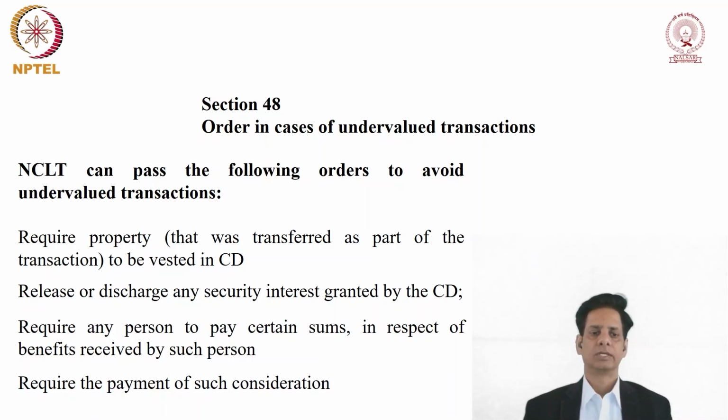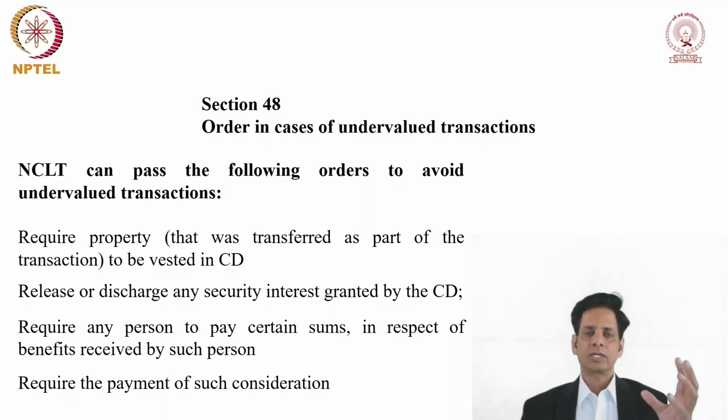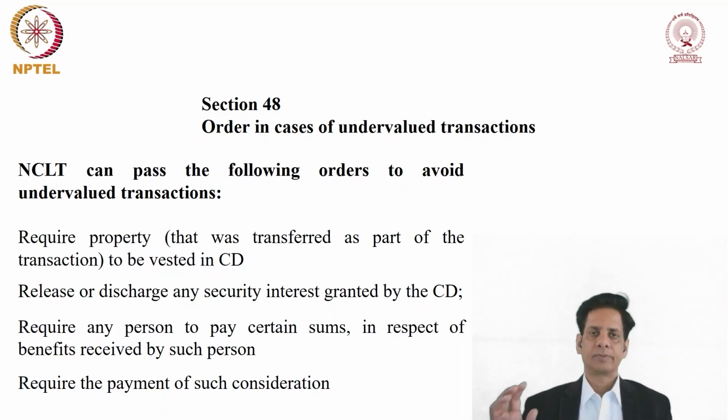Number 1, require the property which is dealt as an undervalued transaction and transferred to a third party to now be brought back into the possession of the CD. This is a primary order. That is, now the property will vest in the CD itself. 2, if there is any security interest in the properties of the CD created, then the adjudicating authority can say that this particular security interest is discharged. Hence, there is no security interest anymore on the property of the corporate debtor.